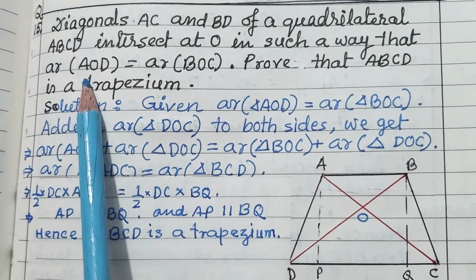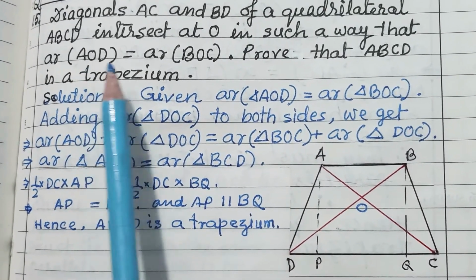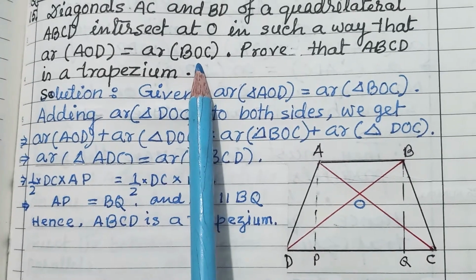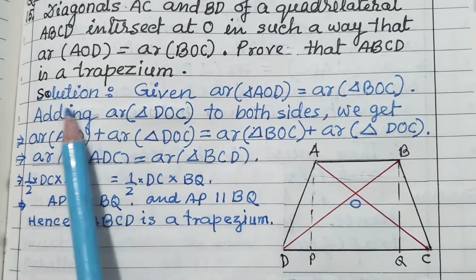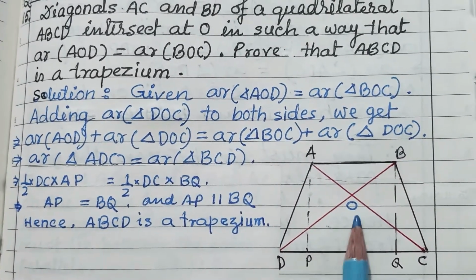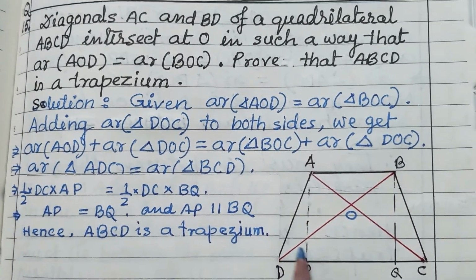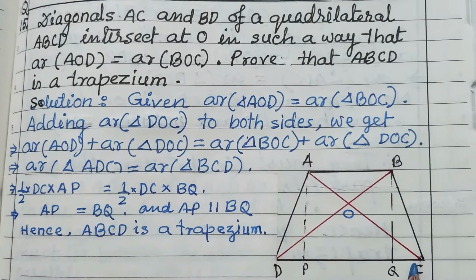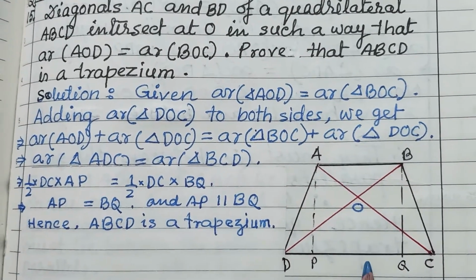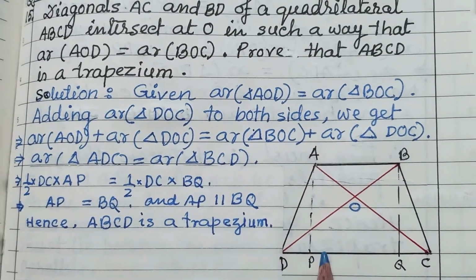Now next, diagonals AC and BD of a quadrilateral ABCD intersect at O in such a way that area of triangle AOD is equal to area of triangle BOC. Prove that ABCD is a trapezium. Figure ABCD. Here it has not been given that AB is parallel to DC. We have to prove that, then we can say ABCD is a trapezium.